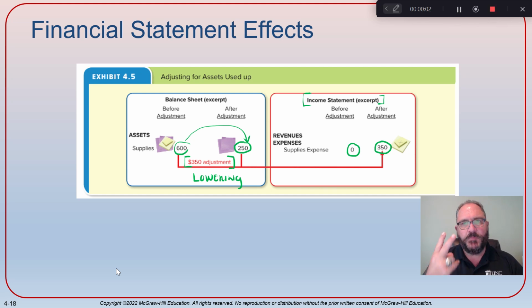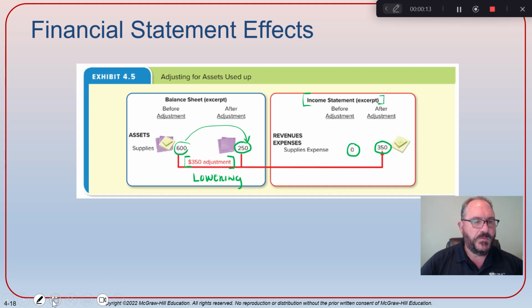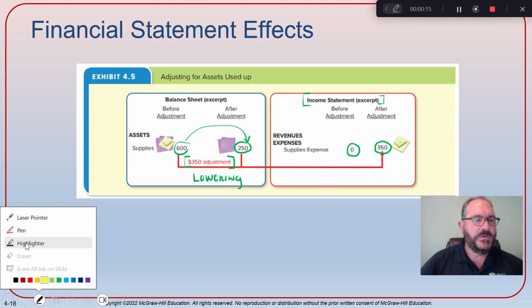All right, folks, part 2 from chapter 4. So notice, here's what's happening. We want to show the financial statement effects. So before adjustment, oops, don't do that. I want to do this, highlighter.